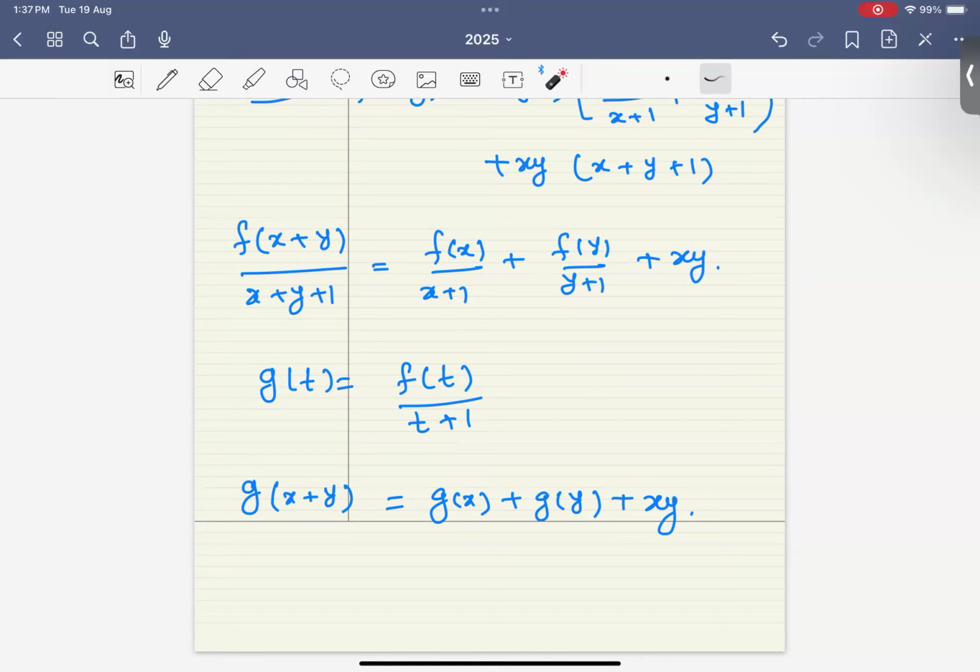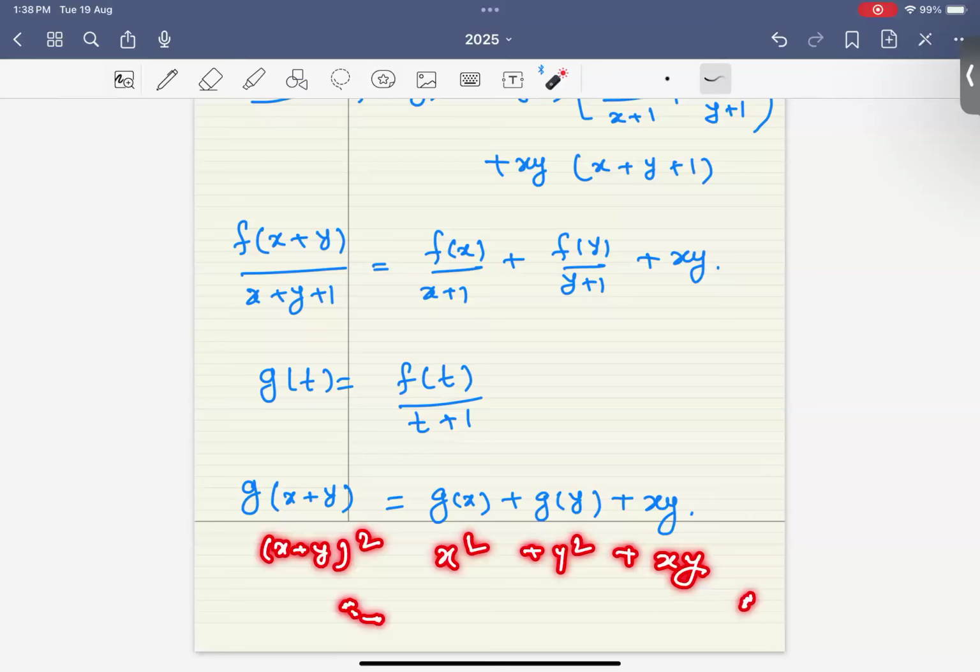So this number is x plus y squared if g of x is x squared, and this is x squared, and this is y squared, and this is xy. And then you can see that this doesn't work, because if g of x were x squared, you still have an extra xy. And then immediately it occurs to you, what if you were to choose g of x as x squared by 2?